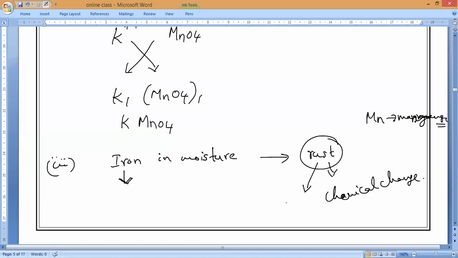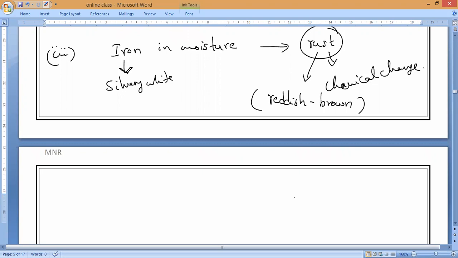What is the color of rust? Reddish brown. Okay, reddish brown. Understand? So this is silvery white. Silvery white, it will turn into what? Reddish brown. So this reaction we already know, but again we will study rust by the time I tell you. Now we don't want to waste time.